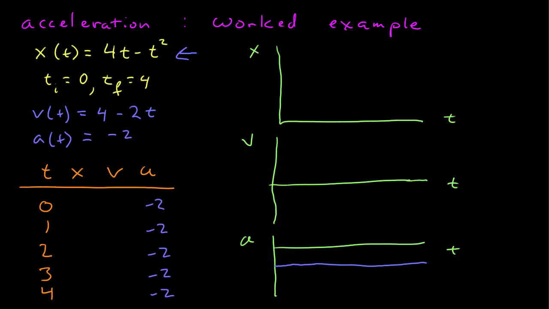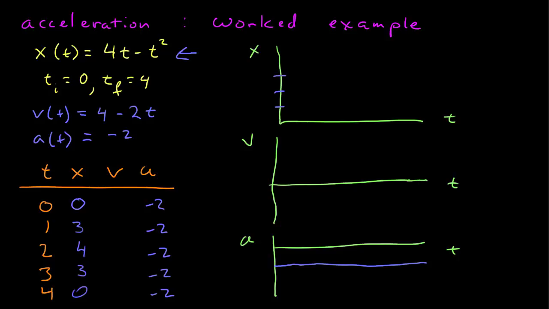The position now at 0 is 0. At 1, I have 4 minus 1, so that's 3. At 2, I have 8 minus 4, so that's 4. At 3, I have 12 minus 9, which is 3. And at 4, I have 16 minus 16, which is 0.